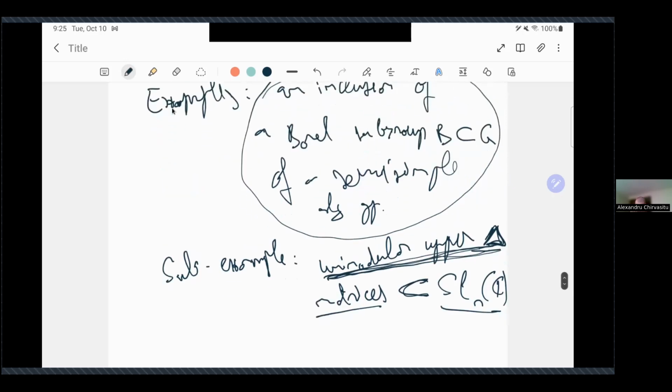One question. But you always see the semi-simplicity of the representation, is that right? The semi-simplicity is behind that?